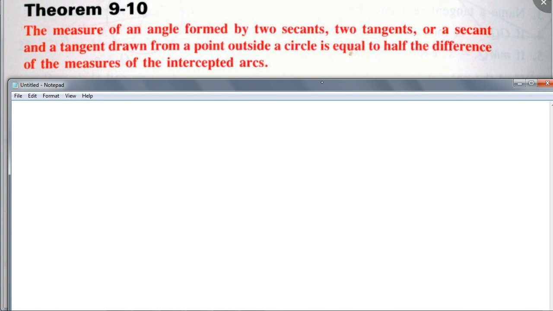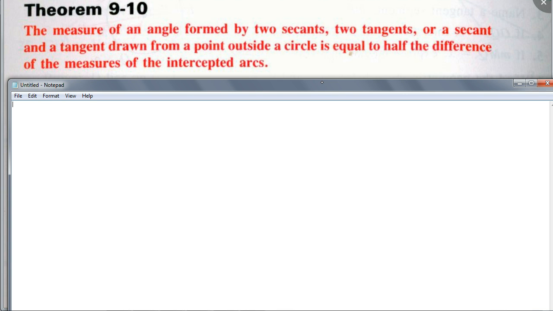The measure of an angle formed by two secants, or two tangents, or a secant and a tangent drawn from a point outside a circle is equal to half the difference of the measures of the intersected arcs. This sounds sort of difficult. It turns out it's, by the way, how many cases do we have in this case? It says the measure of an angle formed by, first of all, two secants.